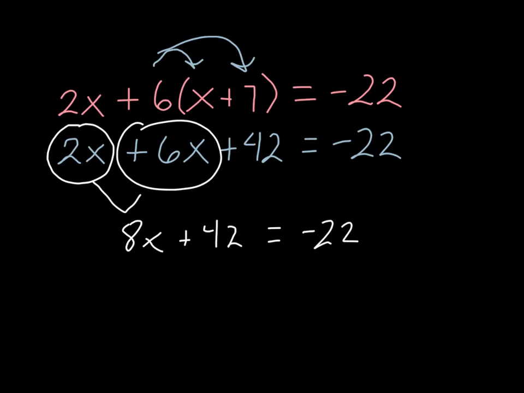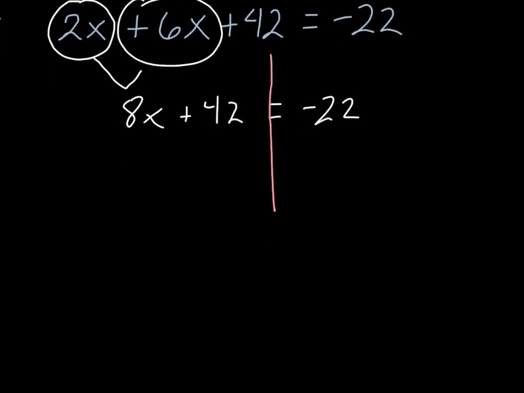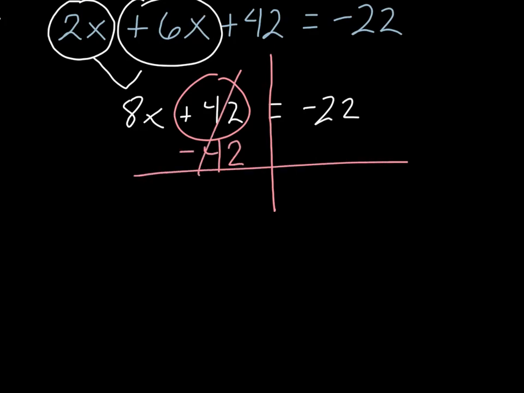And then I can go ahead and start solving this two-step equation, meaning I want to get my variable by itself. So I am going to cancel that plus 42 by subtracting 42 right there. And whatever I do to one side, I do to the other. And once again, do I subtract these or add these? Well, if this were a positive 22, I would subtract. But since it's a negative 22, that means I'm going to actually add these together. And I'm going to end up with a negative 64.